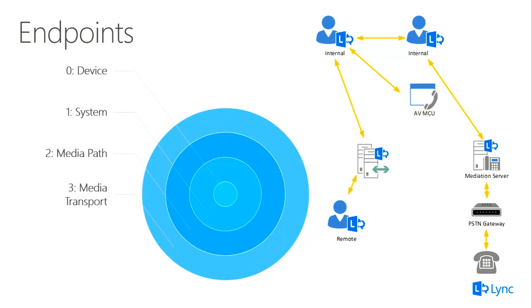And then the last 2 are media path. And that's if we're doing an internal relay or we're using TCP instead of UDP. Both suboptimal. We want to point those out. And the last is VPN or internal relay as path. And then the last, media transport, is if we're using TCP instead of UDP.